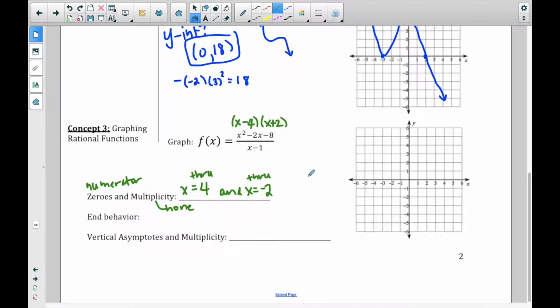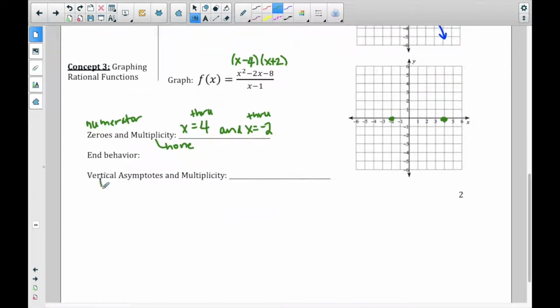So I'm going to go ahead and plot those 2 points. The next thing is end behavior. I'm going to skip that for a second. I'm going to come back to it, because the next thing I want to look at is vertical asymptotes. Vertical asymptotes come from the denominator. And so just like on the numerator, we set those equal to 0, in the denominator, we are also going to set this equal to 0. And we talked about that before.